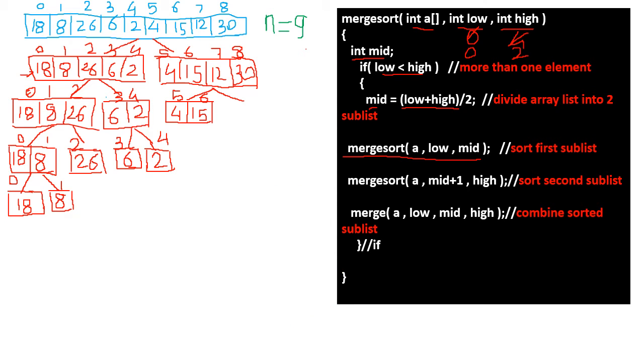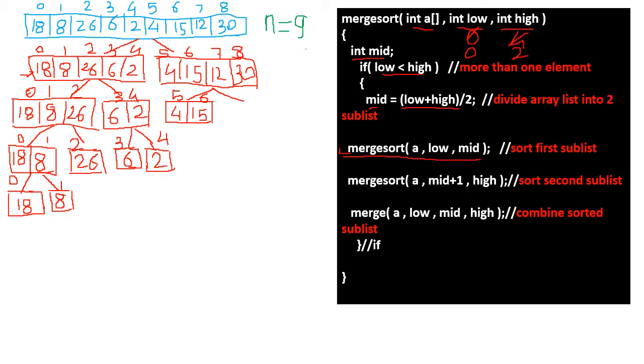Like this we divide all the sublists till we get a single element in each sublist. Then this first merge sort will terminate. Now if you check the elements 26, 6, 2, all of these are having only one element, that is a single element in each list.